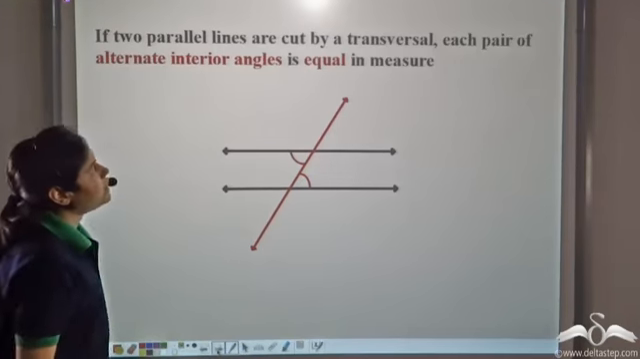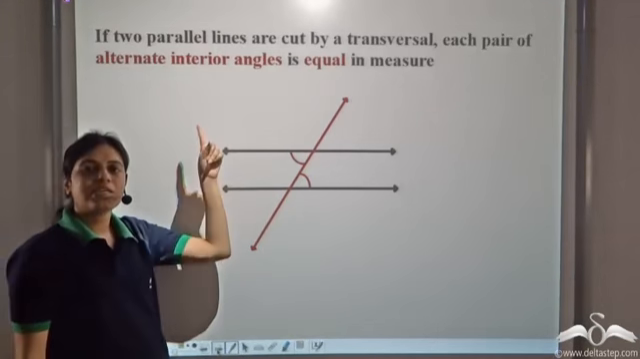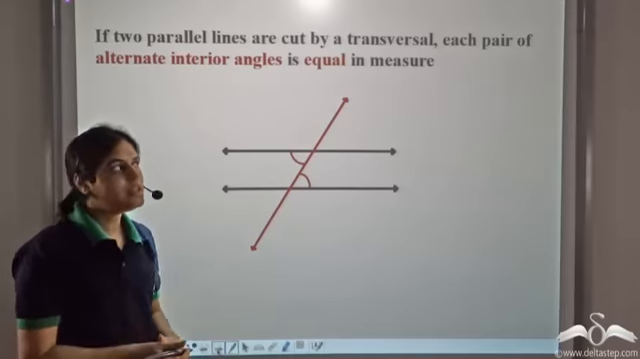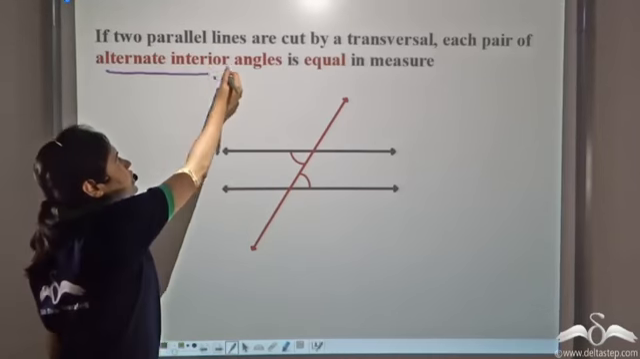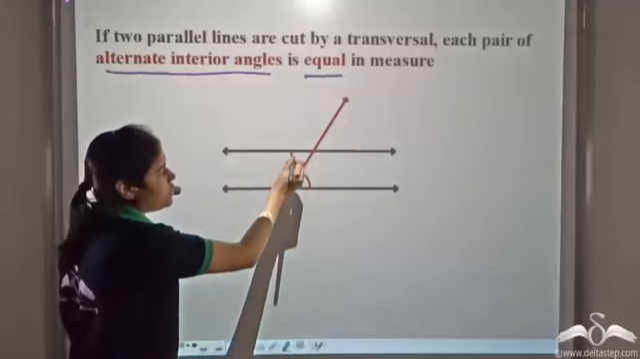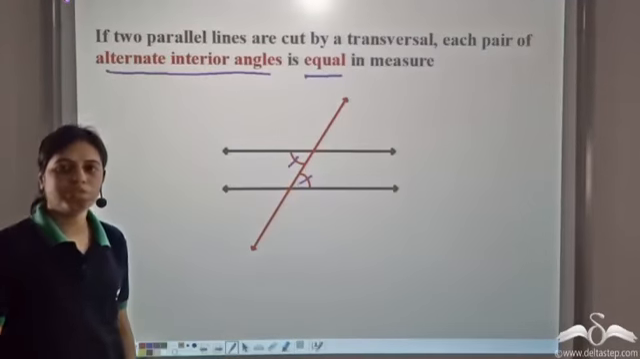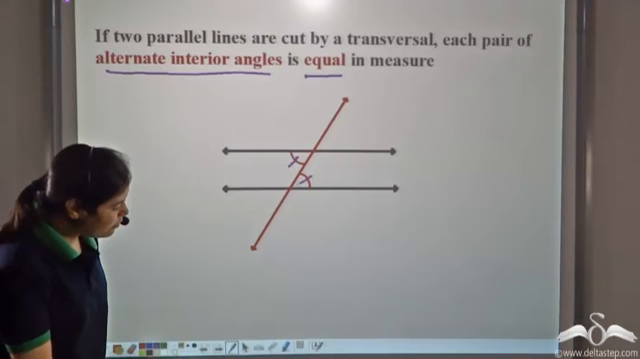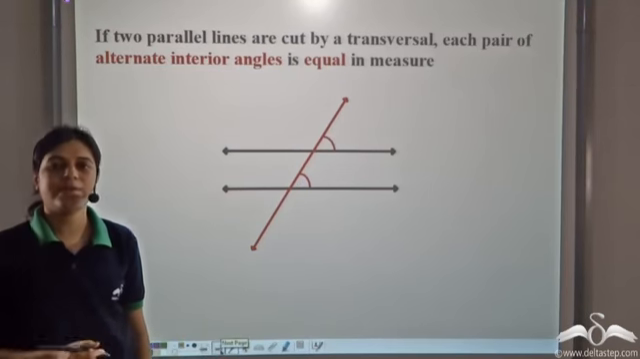So we can say that if two parallel lines are cut by a transversal, then each pair of alternate interior angles is equal in measure. So this angle is equal to this angle. Now we can prove it by an alternative method as well.